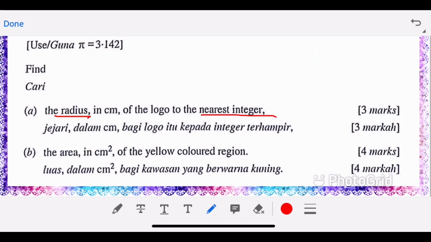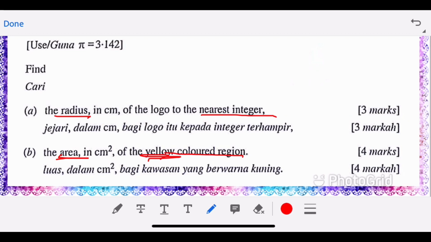That is a very important instruction: round to the nearest integer, and then find the area in centimeters squared of the yellow colored region. Please highlight the important keywords so that we can start from the keywords.